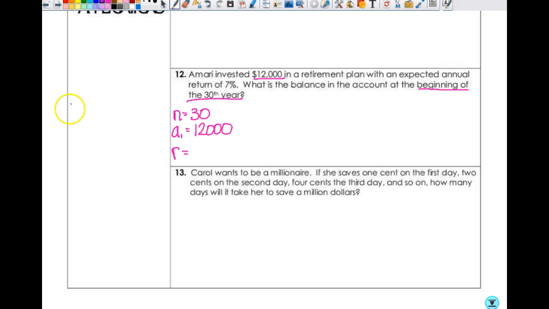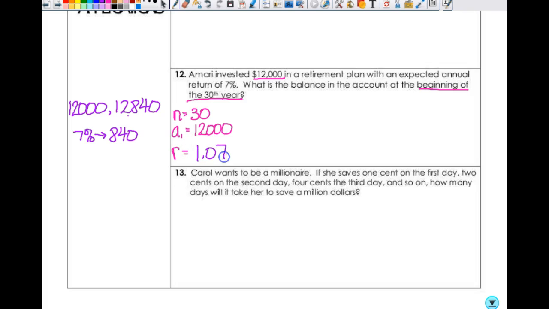All right, so he starts with $12,000. Use your calculator, what is 7% of $12,000? $840, right? So at the beginning of the first year, he's got $12,000. The beginning of the second year, he's got $12,840, right? So now take 12,840 and divide it by 12,000. And you get 1.07, which is what some of y'all were saying.